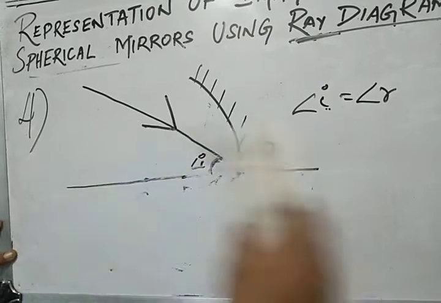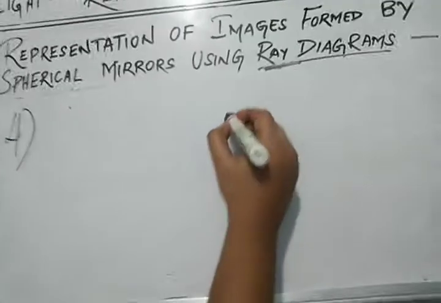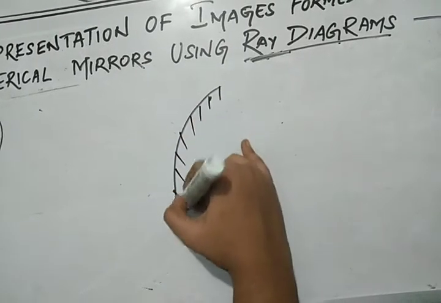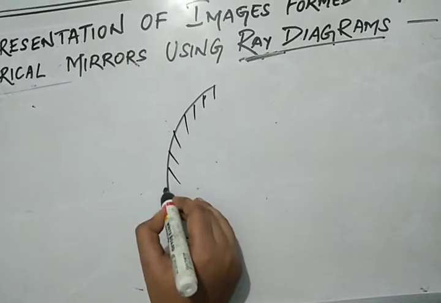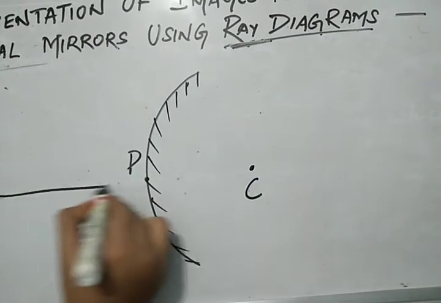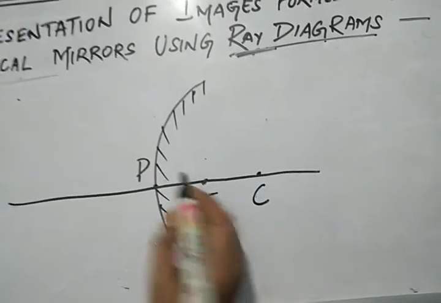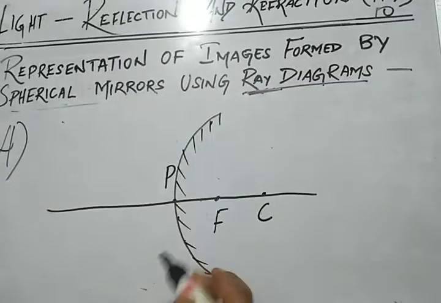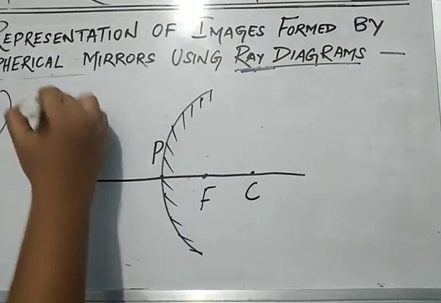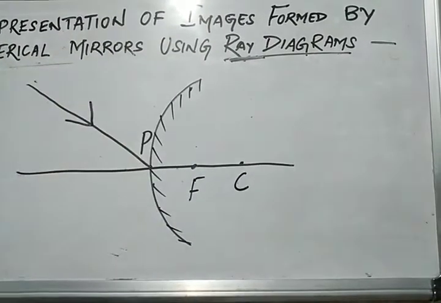Now in case of convex mirror, the convex mirror is like this, and this is the rough surface of the convex mirror. This is the pole, the center of curvature, principal axis, principal focus. Now I told you that the ray incidents obliquely to the principal axis. That means it incidents like this. This is my incident ray.